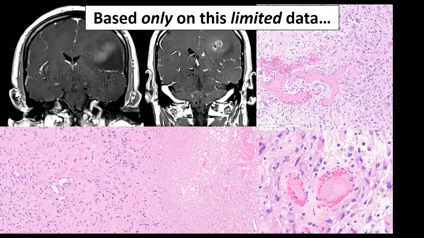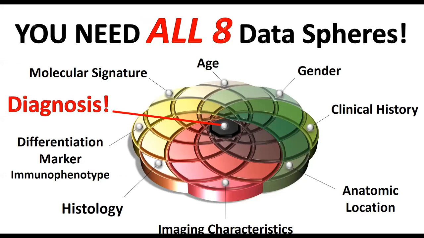Based only on this limited data, which is what I gave you at the first, this is an IDH wild-type glioblastoma, but it's limited data. You need all eight data spheres. All eight. That's why we have eight. A mimic can mimic a different tumor in one, maybe two data spheres, not in all eight.